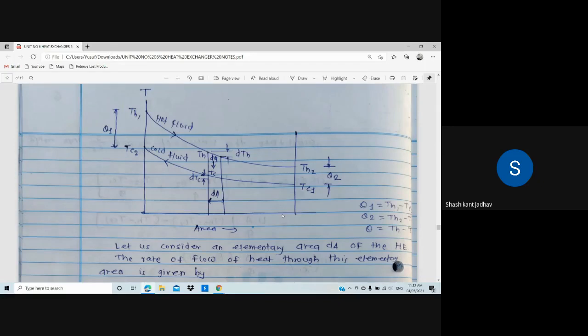So as we know that in the last derivation also we have written this equation, so that same equation we have to write down. dq is equal to, for that small elemental area, what is the heat transfer equation, that is dq is equal to U into area of that small elementary area, that is dA, into bracket the temperature difference for that small elementary area, that is TH minus TC. Okay, that is equation number 1. dq is equal to U into dA into bracket TH minus TC.